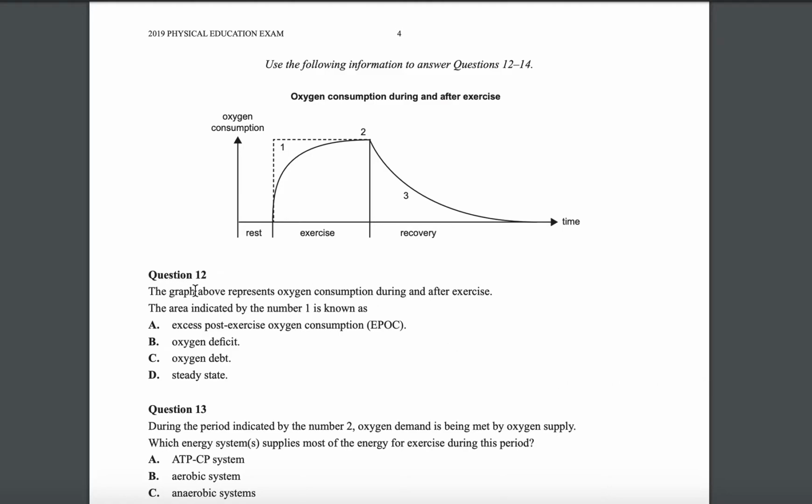So question 12, the graph above represents oxygen consumption during and after exercise. The area indicated by the number 1 is known as, and we've all seen this graph before, we know what the number 1 refers to, and the students explicitly put that answer in there. There's no inference required, nothing like that.